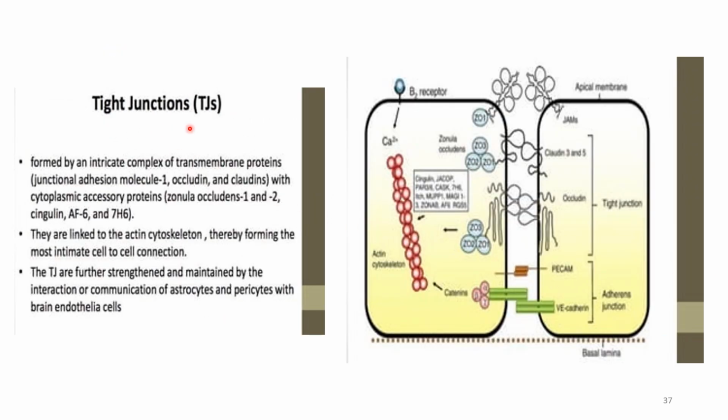So these tight junctions are actually formed by transmembrane proteins. They are junctional adhesion molecules, JAMs, occludin, okay, claudin. So all these are present and they are linked to actin cytoskeleton. So thereby they will form most intimate cell to cell connection. These tight junctions are further strengthened and maintained by the interaction or communication of the astrocytes and pericytes with the brain endothelial cells.